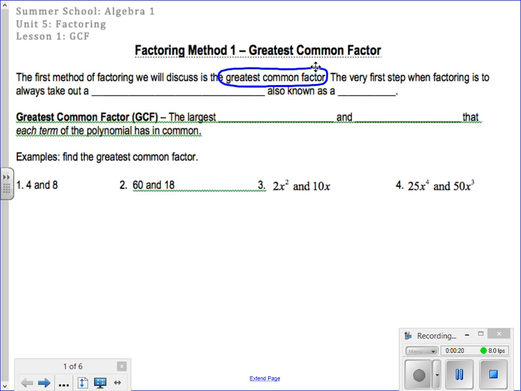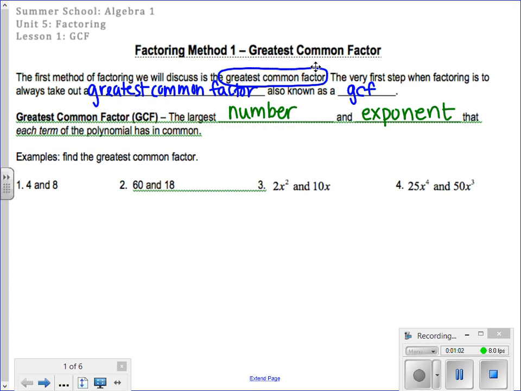Okay? The very first step when trying to factor, in any kind of factoring method, so everything we do this unit, is we're going to try to take out a greatest common factor. We also call greatest common factor a GCF for short. So that's how I'm going to refer to the greatest common factor, as GCF. All right, the greatest common factor is the largest number and exponent that each term of the polynomial has in common.